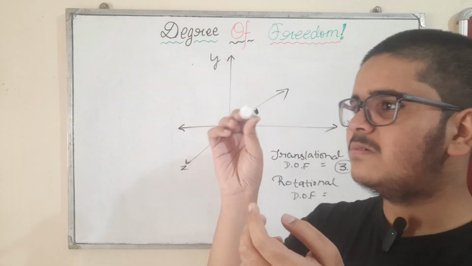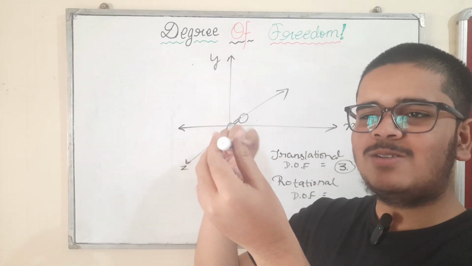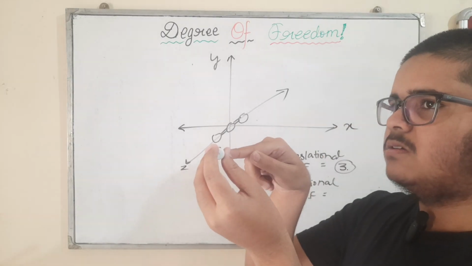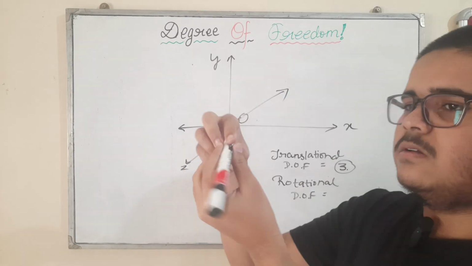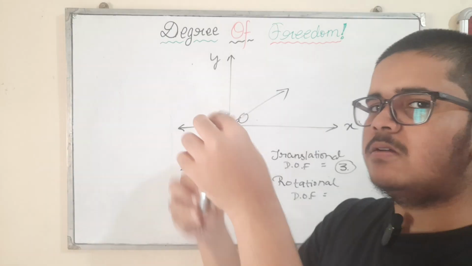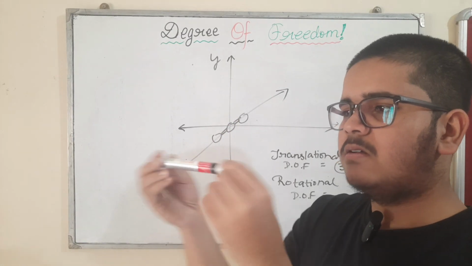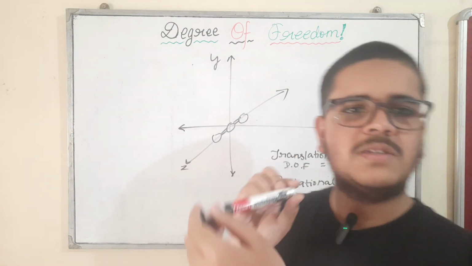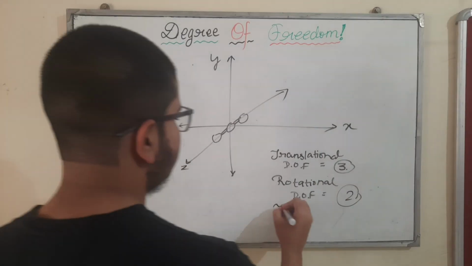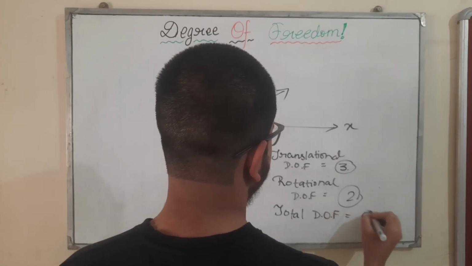I have the same whiteboard marker as my representation, z-axis. No perceivable rotations. X-axis passing through here. Perceivable rotation. Okay, this is a perceivable rotation. Now about the y-axis, this is again a perceivable rotation. So it again has rotational DOF of 2, and therefore total DOF is 3 plus 2, which is 5.